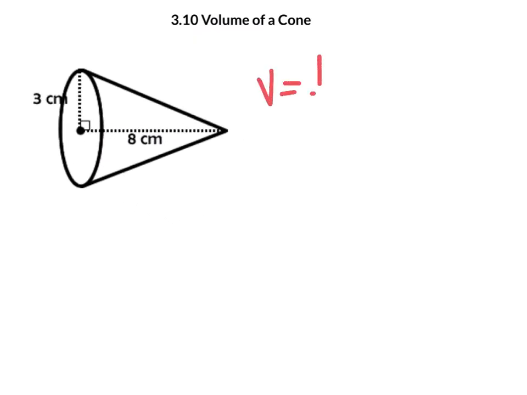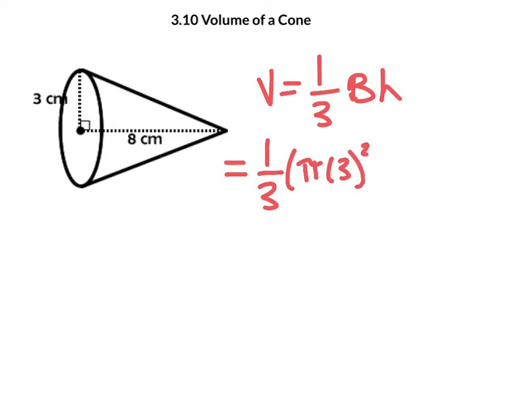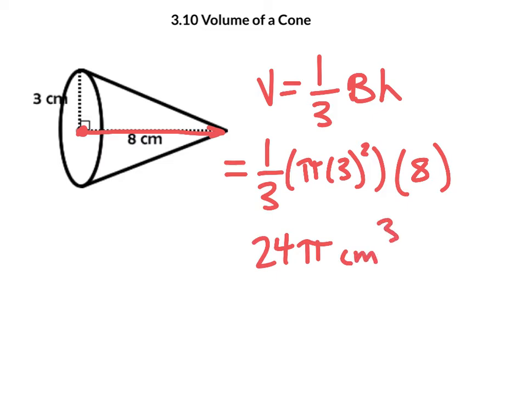It's 1/3 BH again, where B is a circle, which is pi r squared, and h is the height from the base, perpendicular to the base, to the apex there, which is 8. And when we put these numbers in, we get 24 pi centimeters cubed. Again, I'll just leave it like this. You could convert that to a decimal if you'd like.